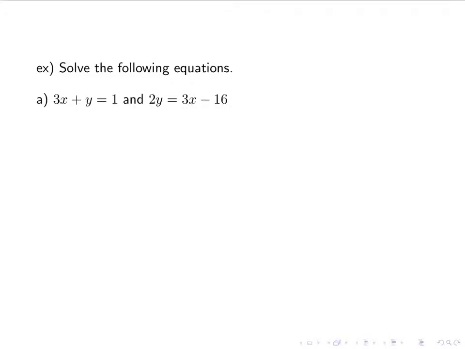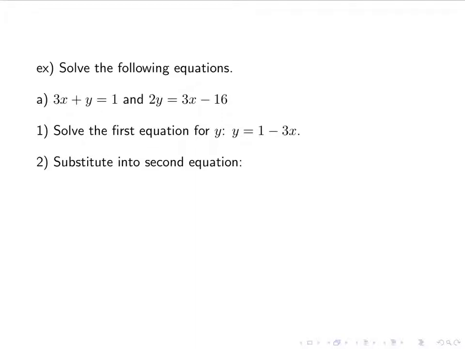3x plus y equals 1 and 2y equals 3x minus 16. The first step, we're going to solve one of the equations for a variable. Doesn't matter which one, but I think it's fairly obvious that solving for y in either of the equations is easier. So we're going to solve for y in the first equation. So y equals 1 minus 3x.